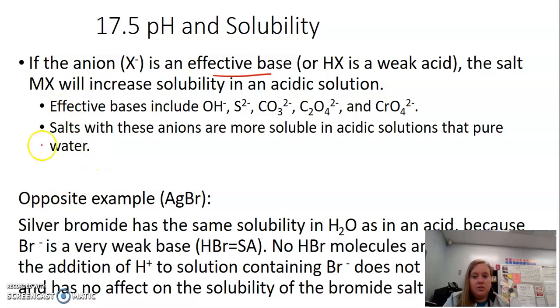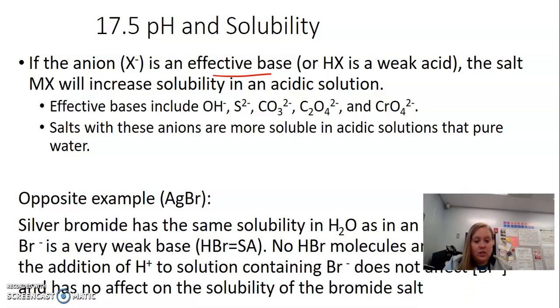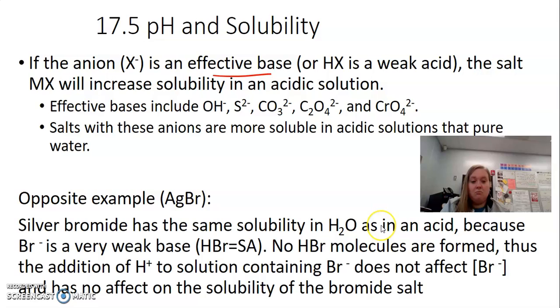Here's an opposite example. This is looking at silver bromide. Silver bromide has the same solubility in water as in an acid because Br is a very weak base, meaning it's not an effective base. It's a very weak base because the acid that's formed with bromide is going to be a strong acid. So no HBr molecules are going to be formed, because it's going to immediately dissociate as soon as that happens. And so if you were to add some hydrogen ions to a solution that contains bromide ions, it's really not going to affect the concentration of the bromide at all.